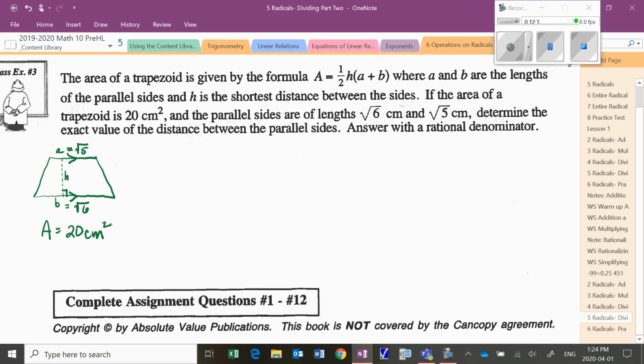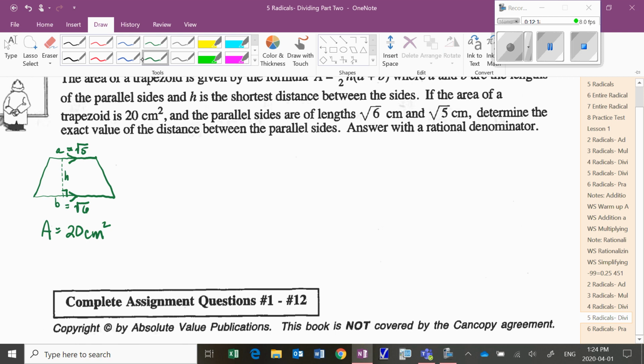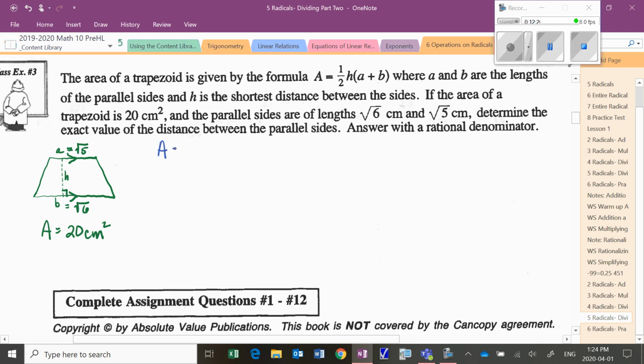Given that we have a formula, the easiest thing to do is to substitute everything into our formula itself. So I'm just going to rewrite this. A is equal to 1/2 h times (a plus b), and substitute in what I know. So area, 20, is equal to 1/2 of h, which we are trying to find, times (root 5 plus root 6). Currently this doesn't look like anything that we've seen.